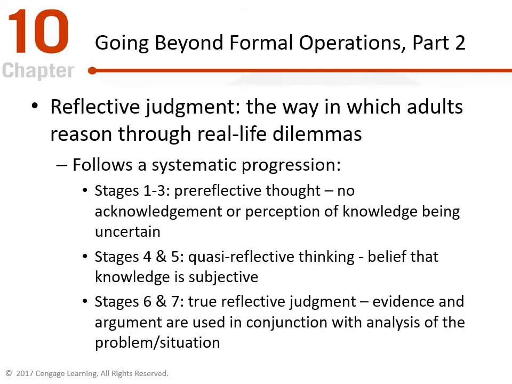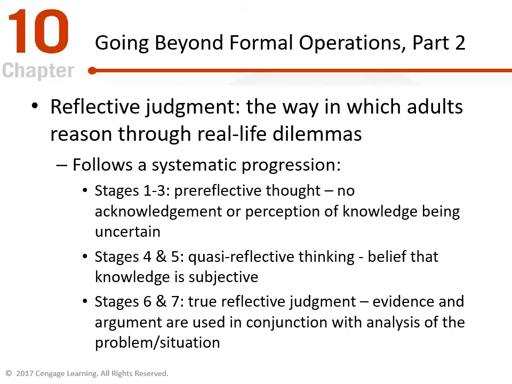So now we're going to go beyond formal operations. We're going to look at that emerging young adult, and they're going to begin this process of reflective judgment. And it's the way in which adults reason through real life dilemmas. So now we begin that higher intelligence, that higher thought process, that we actually start to logically think through real life dilemmas. And it follows a systematic progression.